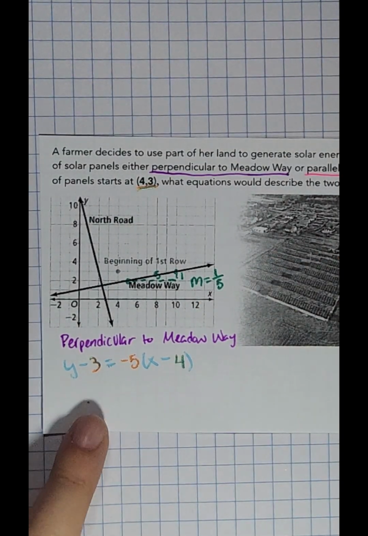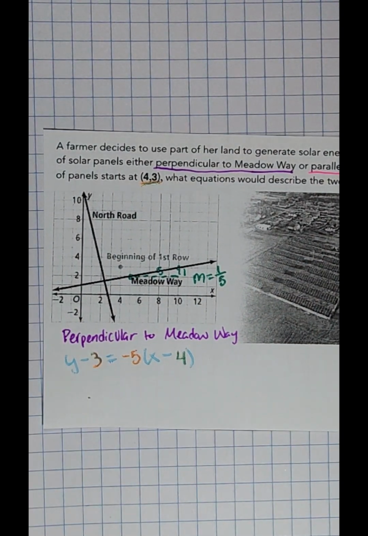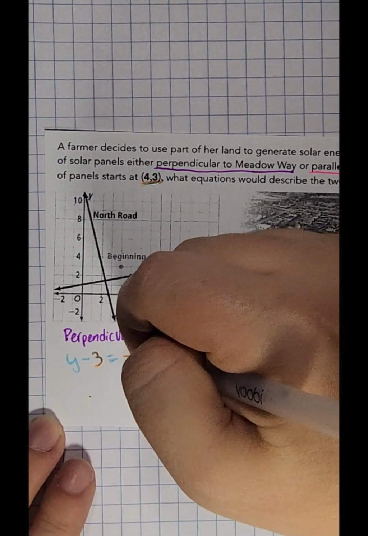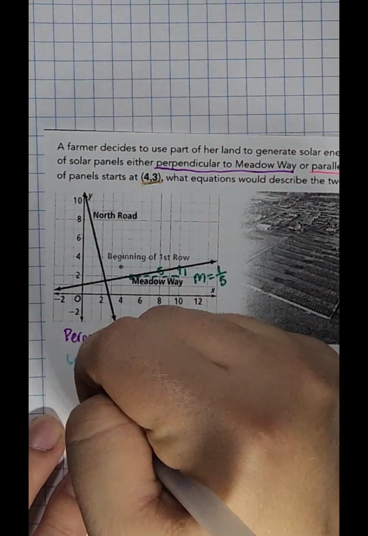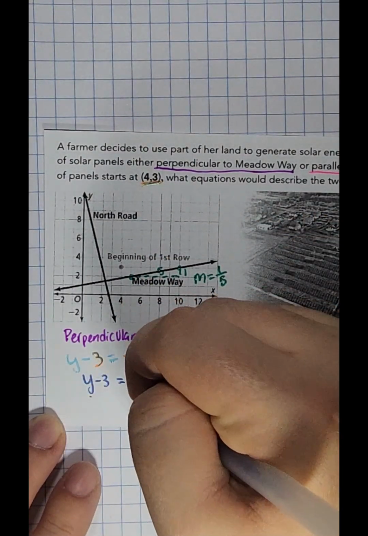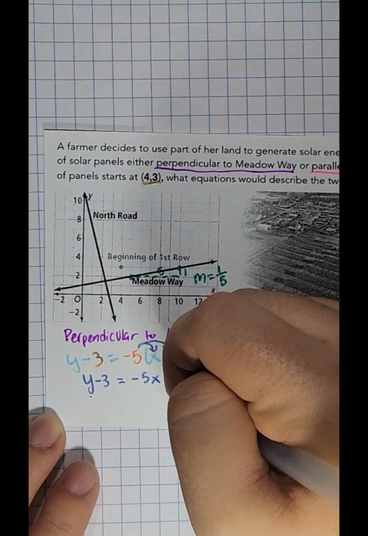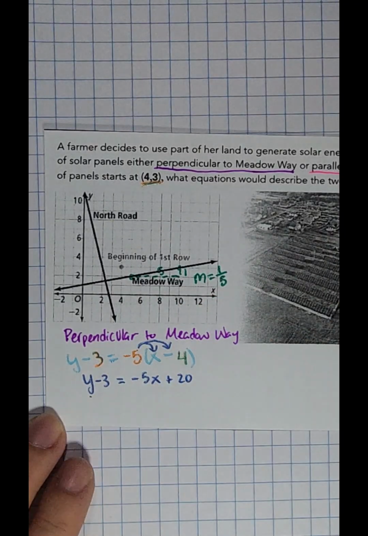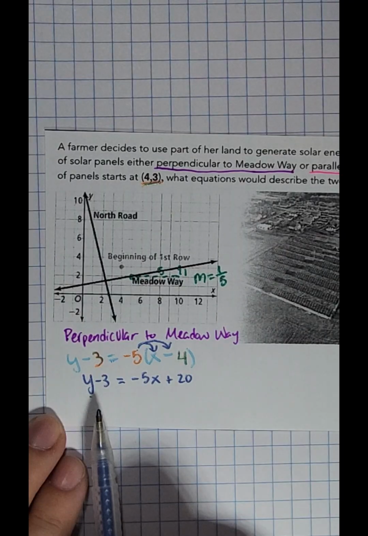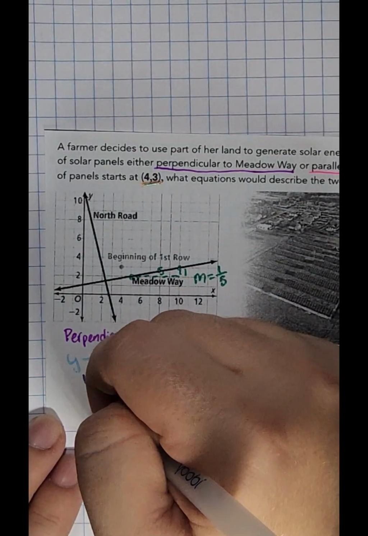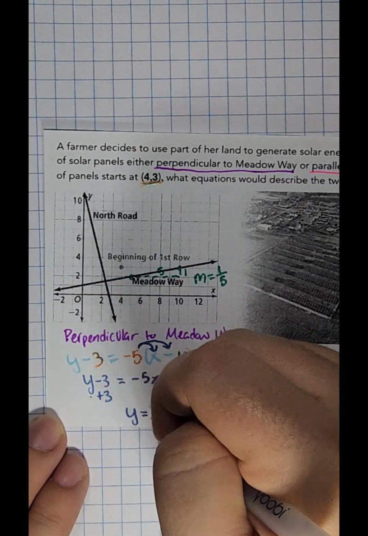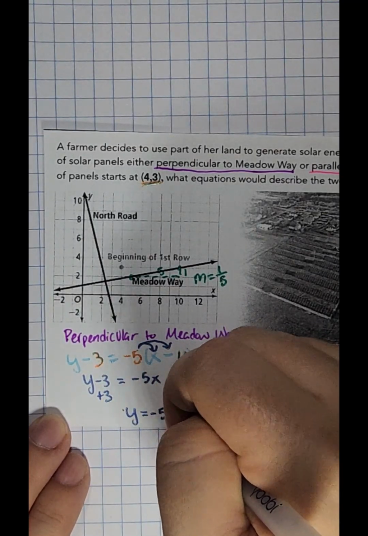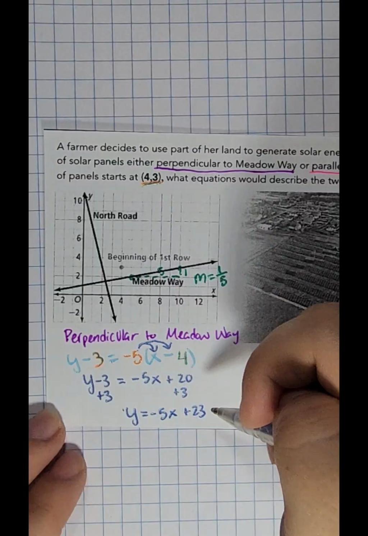So now we need to convert this to slope-intercept form. We're going to go ahead and distribute that -5. So I have y minus 3 is equal to -5x plus 20. To get y by itself, we're going to add 3 to each side. So I have y is equal to -5x plus 23.